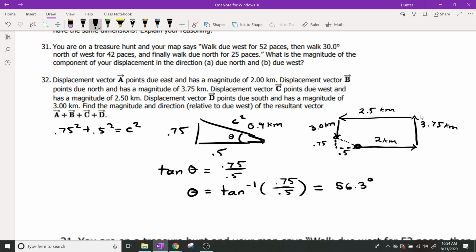Now, that's going to be 56.3 degrees in what direction? Because that could be 56.3 degrees this way, or that could be 53.3 degrees this way. Okay, north of west. Okay, north of west.